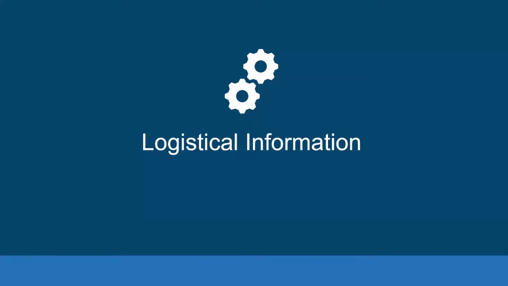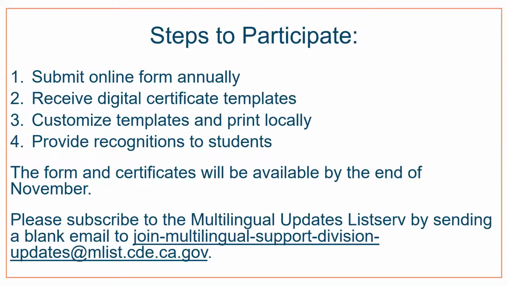Next, I will provide logistical information about how interested LEAs can participate in this program. To participate in the program, LEAs are asked to submit an online form annually. When they submit the form, they will receive digital certificate templates. LEAs can then customize these templates and print them locally and provide them to students at promotion ceremonies, special recognition ceremonies, assemblies, etc. The form and certificates will be available by the end of November in time for the 2021-22 school year.